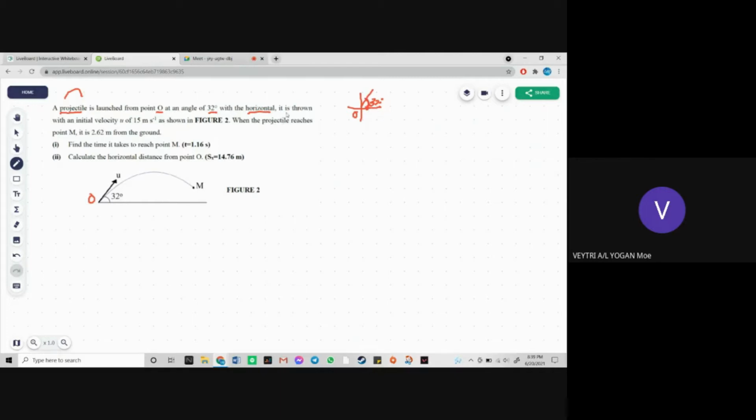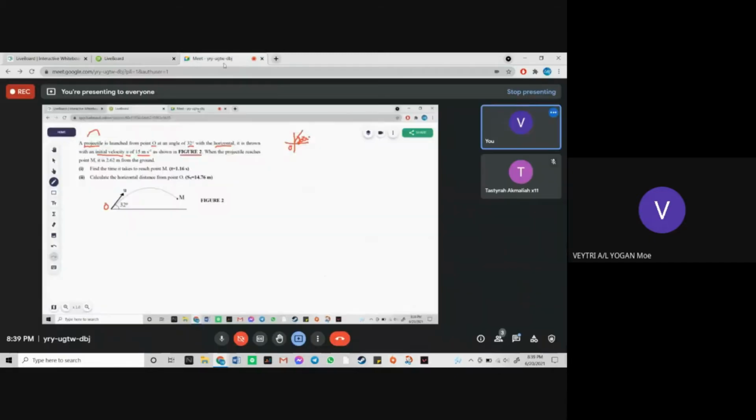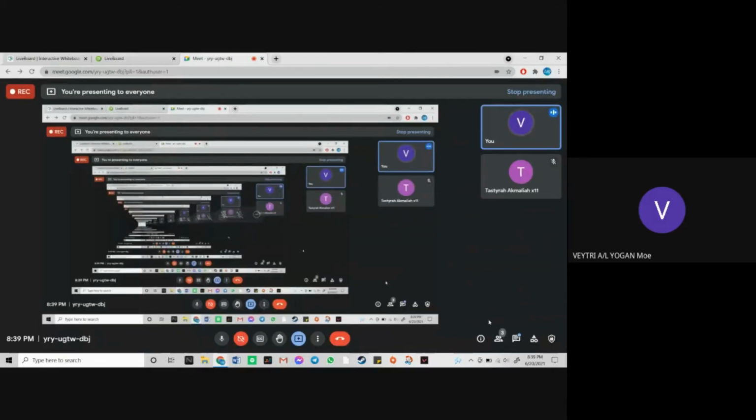Okay. It is thrown with an initial velocity u of 15 meter per second. Please bear in mind, initial velocity 15 meter per second. As shown in figure 2. Okay, selalunya figure tidak akan diberi, tapi if diberi, then you are considered lucky because you have some guide for you to answer the question. Just a moment. Alright.